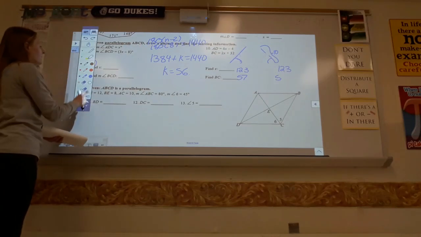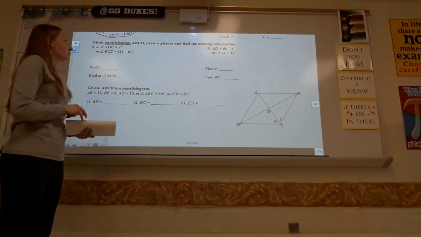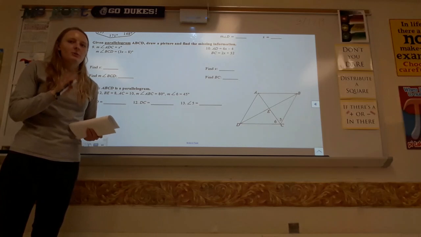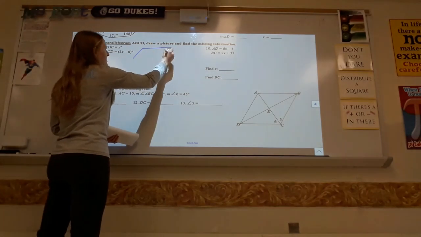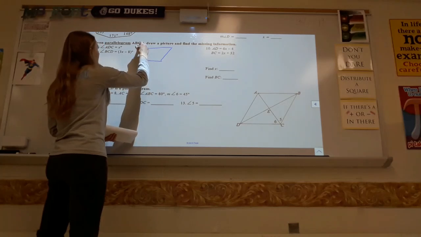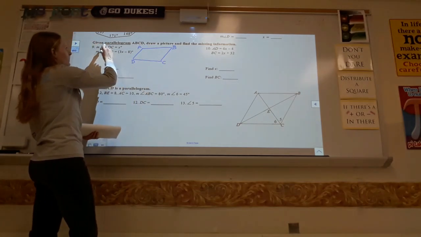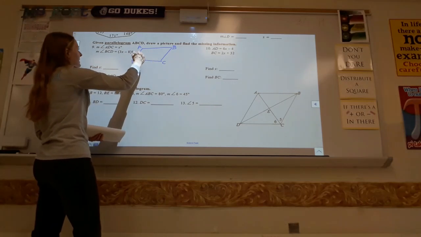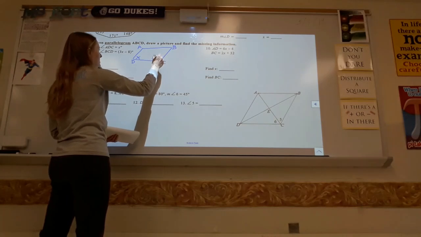All right, number 9, we're going to be working with shapes in the order that we learned them. So I'm going to talk about parallelogram, then rectangle, rhombus, square, all those. So the first one is a parallelogram. They don't have a picture, so I'm going to go ahead and draw one. So I have A, B, C, D. I have angle ADC is X, BCD is 3X minus 8. So this is what they've given me.